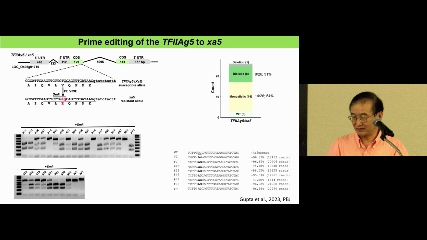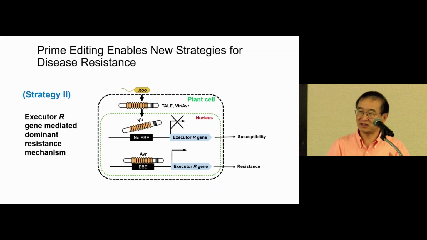So that's the case. And then the second strategy will be the knock-in strategy. Like I said, the rice containing the R gene could trigger the TAL effector to activate the R gene, but there is some R gene or susceptible allele which does not contain the TAL effector binding site. So if we can put this TAL effector binding element into that susceptible or non-functional executor gene, then we can engineer the resistance, which corresponds to major variant TAL effectors.